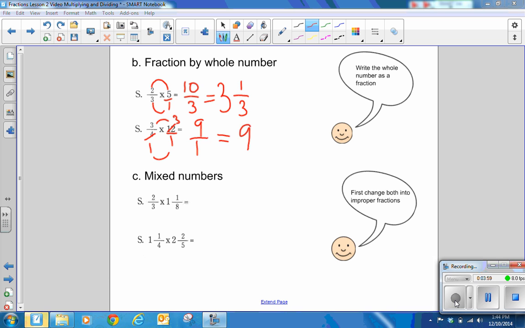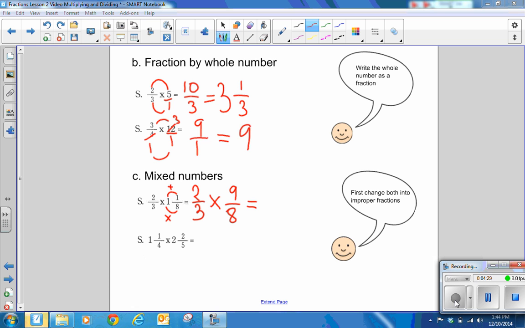If I multiply with mixed numbers, I need to first convert the mixed numbers into improper fractions. So, as we can see, the first fraction is a common fraction, so I don't need to do anything with it. And now I need to convert 1 and 1/8 to an improper fraction. So 8 times 1 is 8, plus 1 is 9. 9/8.